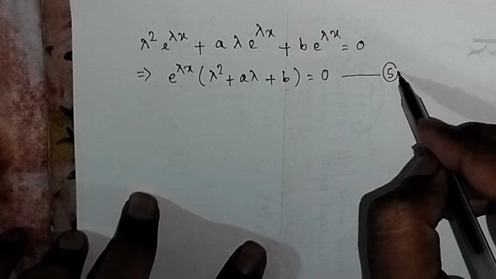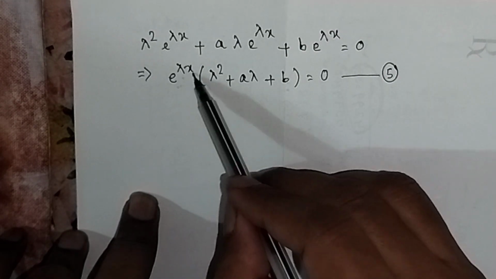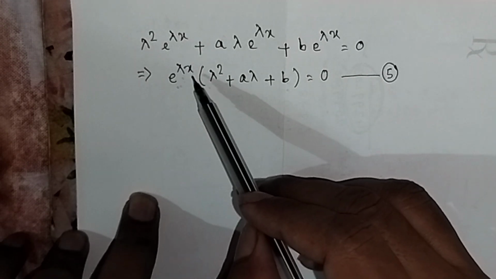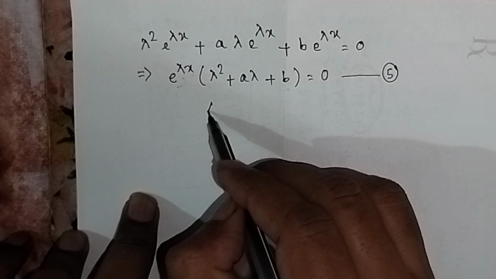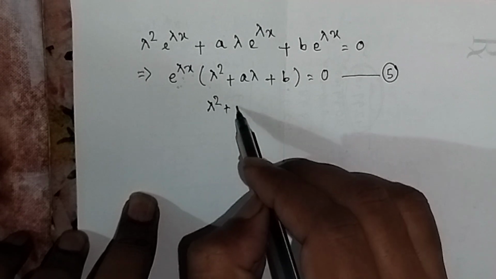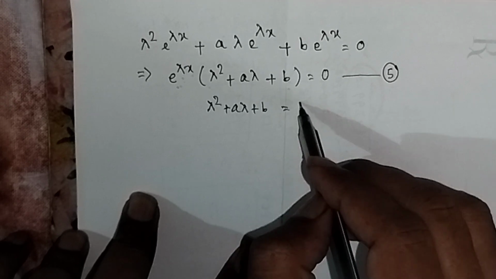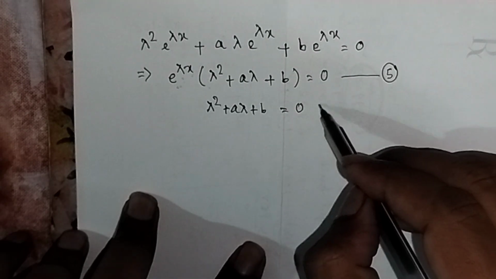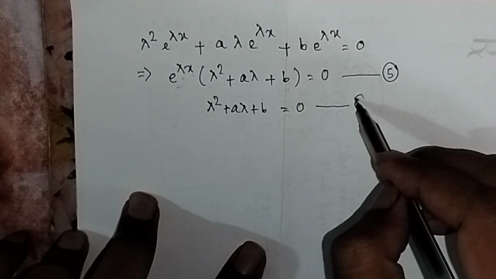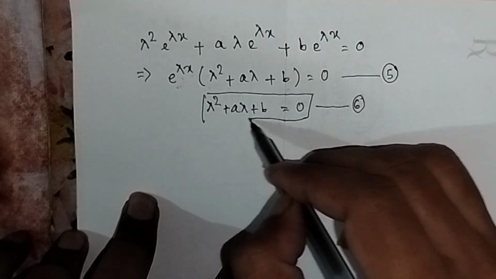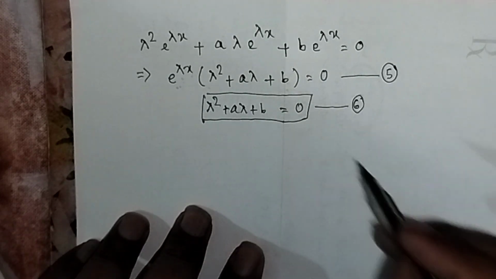But you cannot take e to the power lambda x equal to 0, because you have taken y equal to e to the power lambda x. So which one will be equal to 0? Lambda square plus a lambda plus b will be equal to 0. What is this equation? It is a very well known equation. This is a quadratic equation.